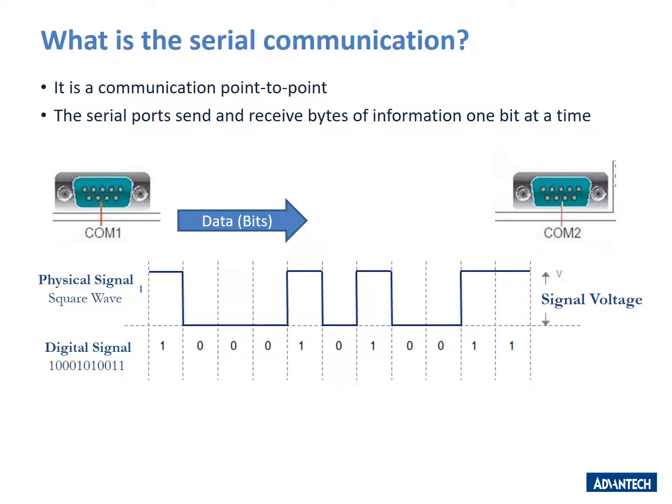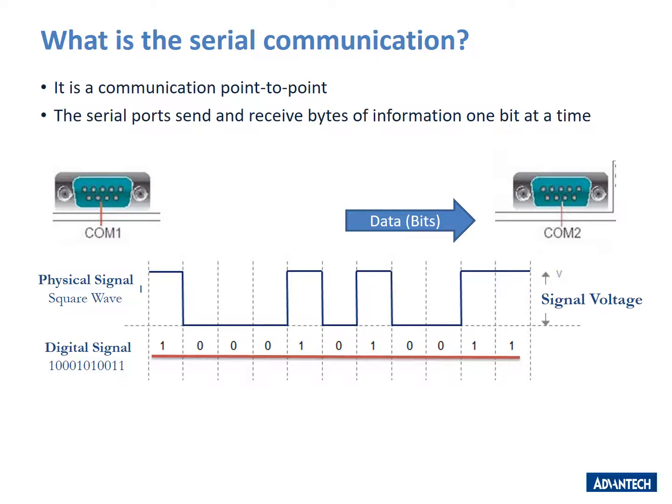What is serial communication? Serial communication is the transmission of data between 2 ports, or point-to-point. The most important feature of serial communication is that the port sends and receives only 1 bit at a time. This image shows what a typical digital signal in communication looks like. According to it, we can see the digital signal as 100010100011. This is called a square wave, or we can call it a pulse signal.